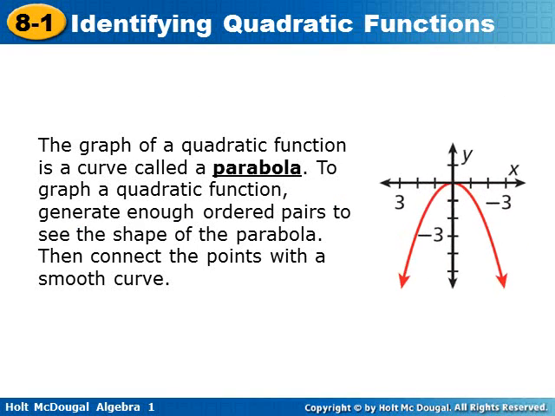The graph of a quadratic function is a curve called a parabola. To graph a quadratic function, generate enough ordered pairs to see the shape of the parabola. Then connect the points with a smooth curve.